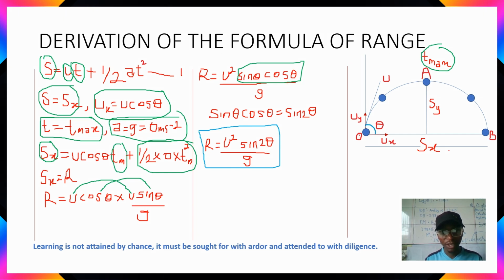Then it's possible for us to have a maximum range, which physicists call R max. So the next question is, at what condition will range be maximum? Range will be maximum when theta is equal to 45 degrees.